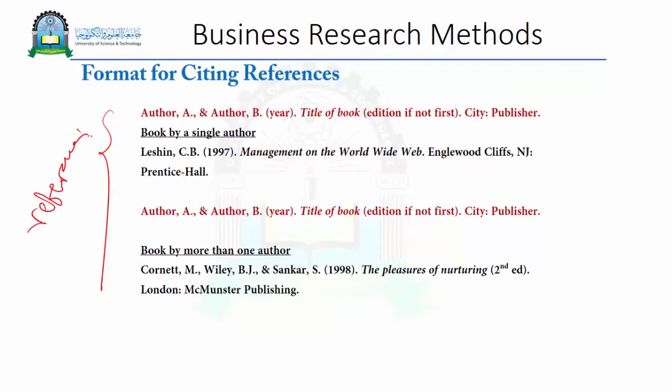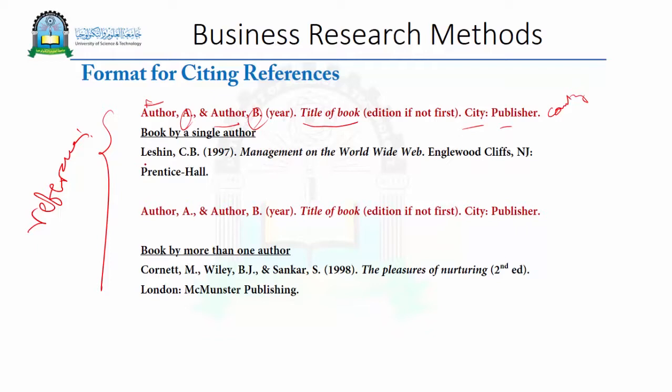If it's a book, you write the family name of the author, then a comma, and then the first letter of the first name. If there are two authors, again the family name of the second author and then the first letter of the second author's name, and then the year, then the title of the book. If it's a book, the title must be underlined or italicized, and then the edition, if not the first edition, then the city, the publisher, and the country. Sometimes you add it.